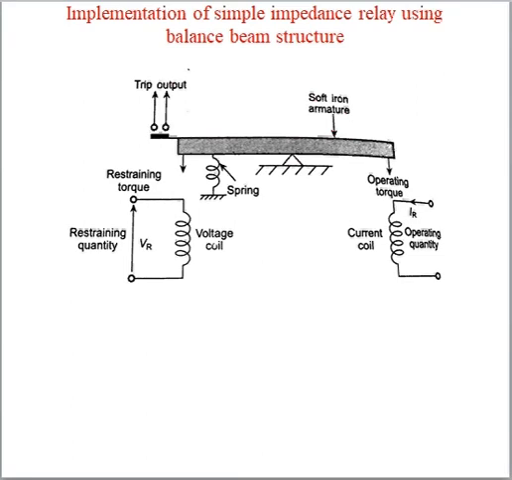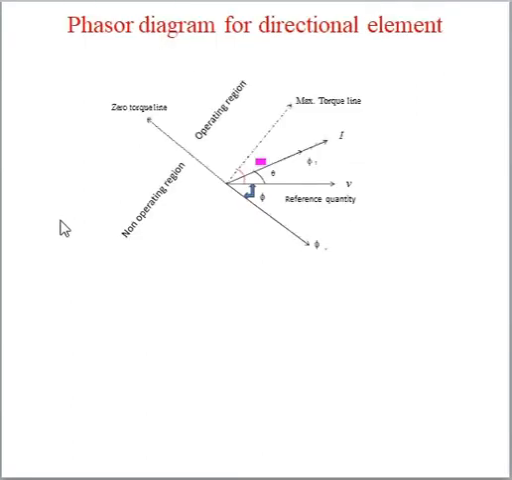After that, the phasor diagram of the directional element, how the directional relay is operating. This is the zero torque line, and this is the voltage phasor and current phasor with angle theta. Maximum torque is this one, the operating region is this side, and this is non-operating. Normally, voltage and current phasors are like this.